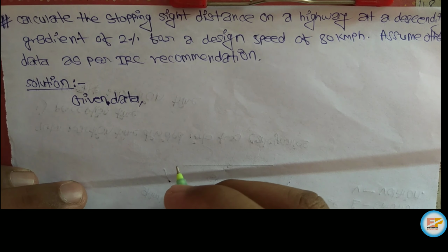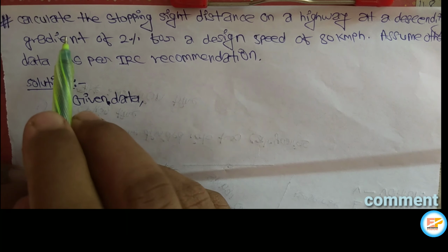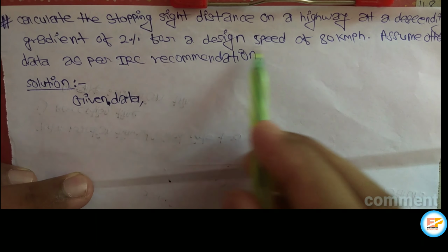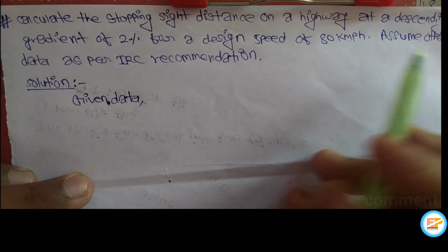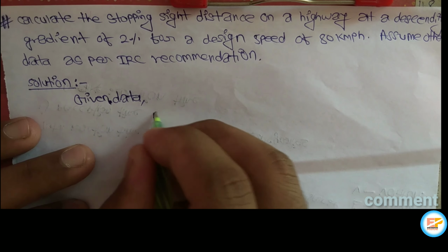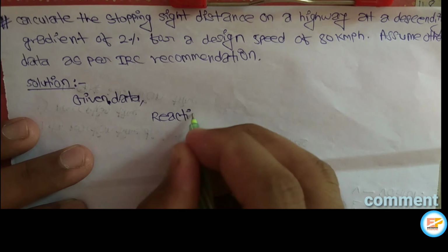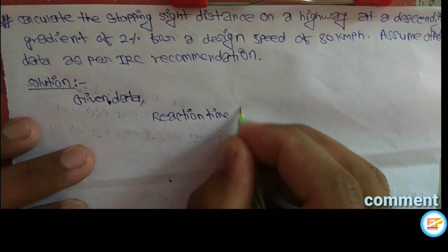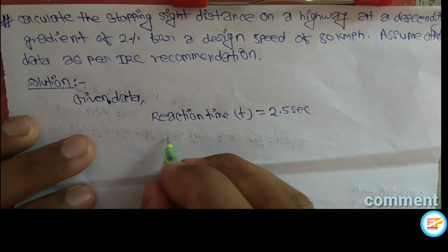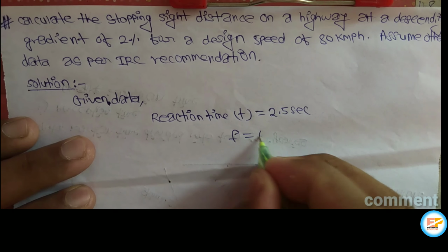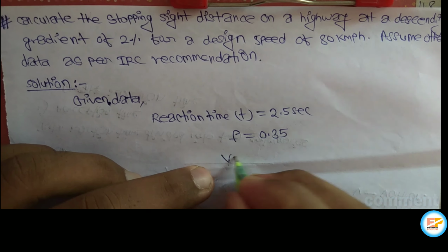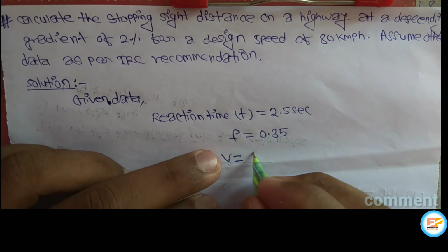Now moving on to the second question that I have for you. Calculate the stopping sight distance on a highway at a descending gradient of 2% for a design speed of 80 km per hour. Assume the other data as per IRC recommendation. So the given data is, you can assume reaction time t 2.5 second and coefficient of friction f is equal to 0.35. Speed is given 80 km per hour.